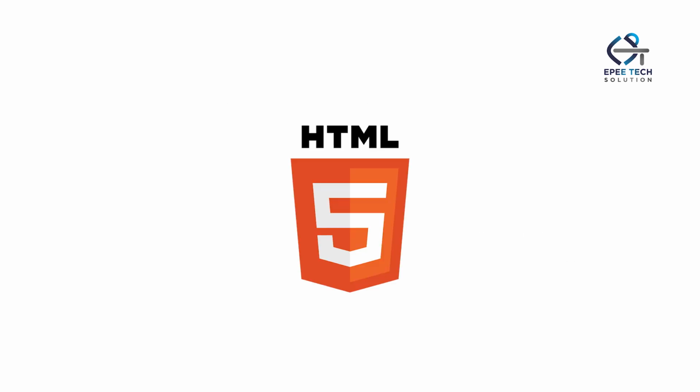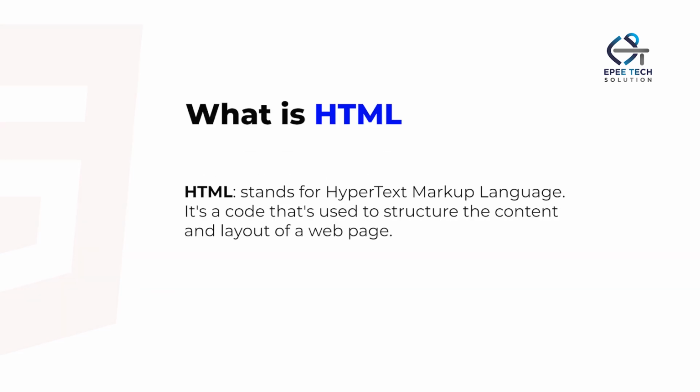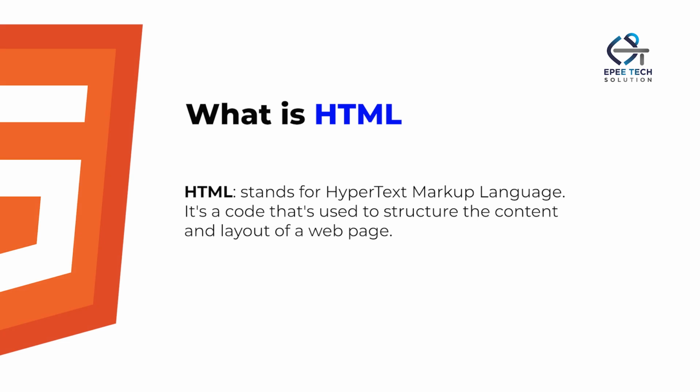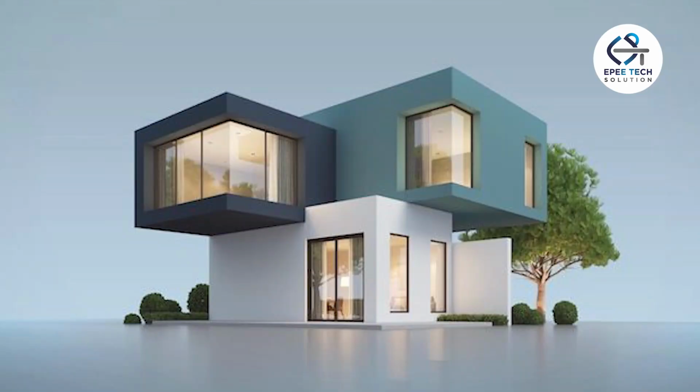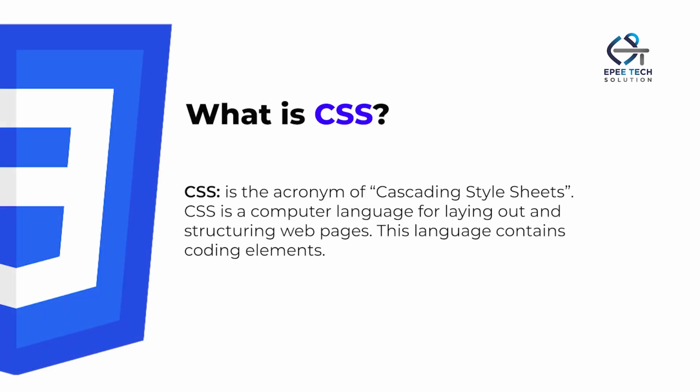So first thing is this: the basic things that make up a web. You want to talk about the HTML, the CSS, the JS. So what is HTML? HTML stands for HyperText Markup Language. It's a code that's used to structure the content and layout of the web page. Basically, let's put it in terms of you saying you want to build a house, right? HTML is basically the structure, the foundation, the blocks, all these kinds of things that pile up together to build a house, right?